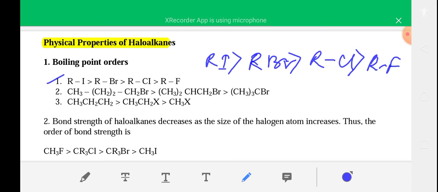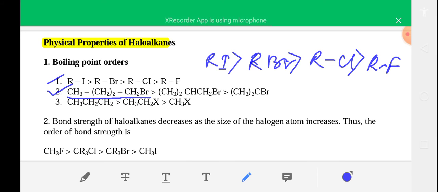If the alkyl group is different and the halogen atom is the same, then you have to remember: for isomeric haloalkanes, a long chain alkyl halide has a higher boiling point than a branched chain alkyl halide.